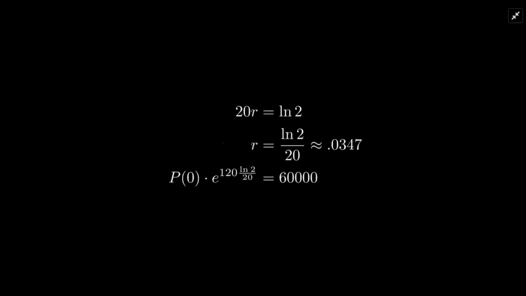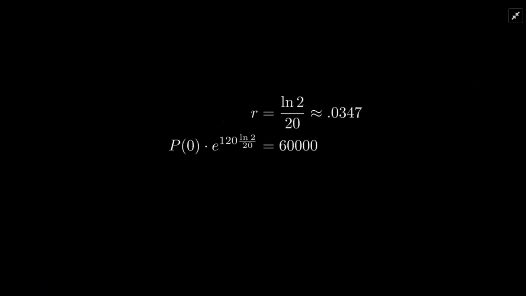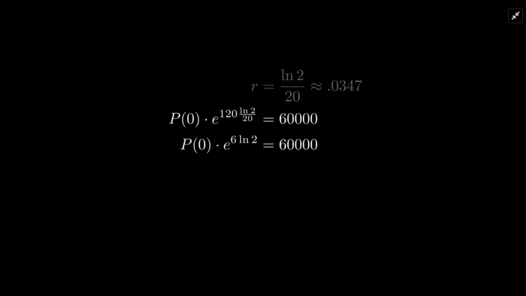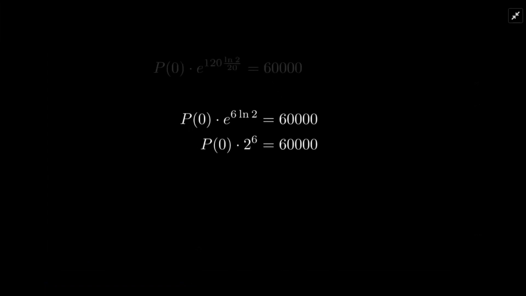All right, now we can take that and find the initial population. Okay, so given the information that after 120 minutes, the population is 60,000, we plug in those numbers, solve for the initial population. Okay, the exponent here we can simplify a bit. 120 over 20 is 6. And then e to the 6 ln 2 is 2 to the power 6. Okay? So you need to know your log rules. That's 64.